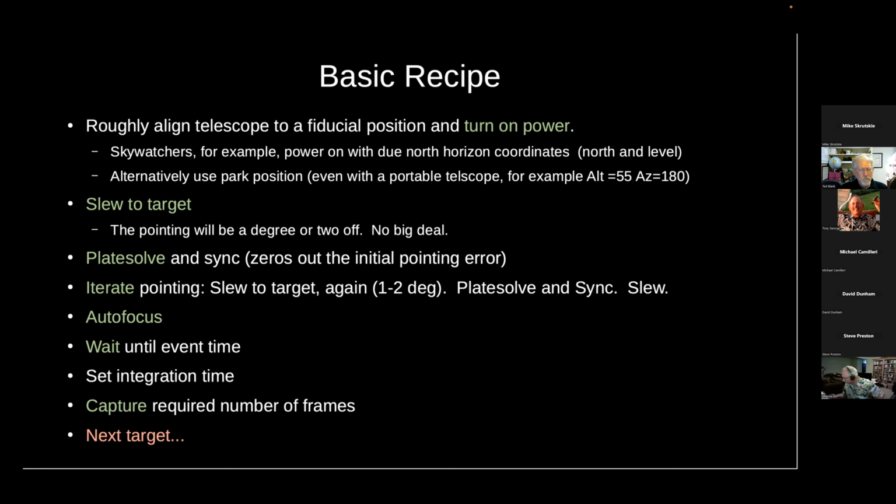And once that time comes, 2 minutes before the event is what I typically use. So I do a 4-minute observation of any occultation. So 2 minutes before the event, I let things go. I do one last plate solve and sync and point just to make sure the star jumps right to the center of the field. And then set the frame rate to whatever it needs to be for the event and capture the appropriate number of frames. You're done. Move on to the next target. Do it all again.